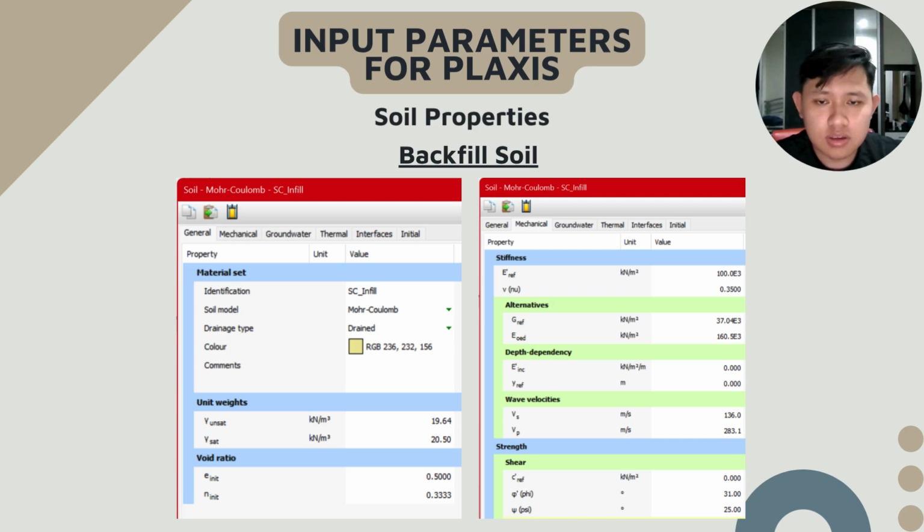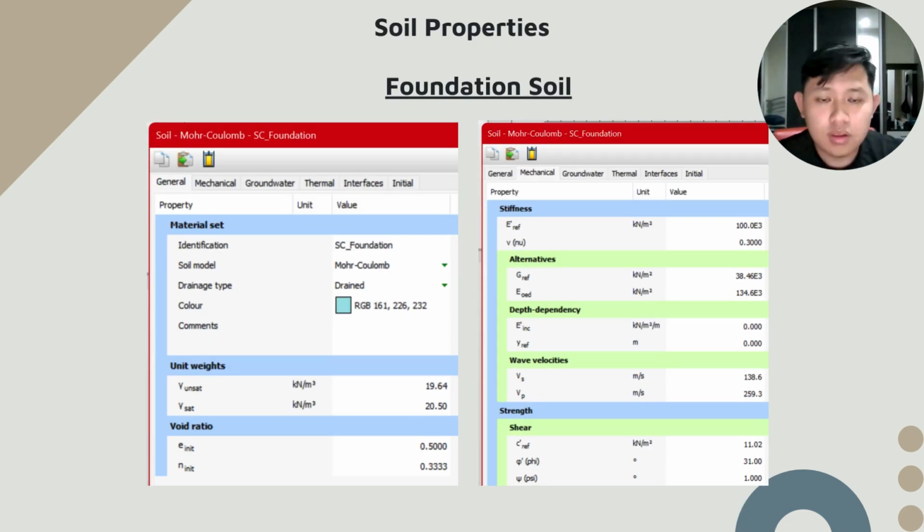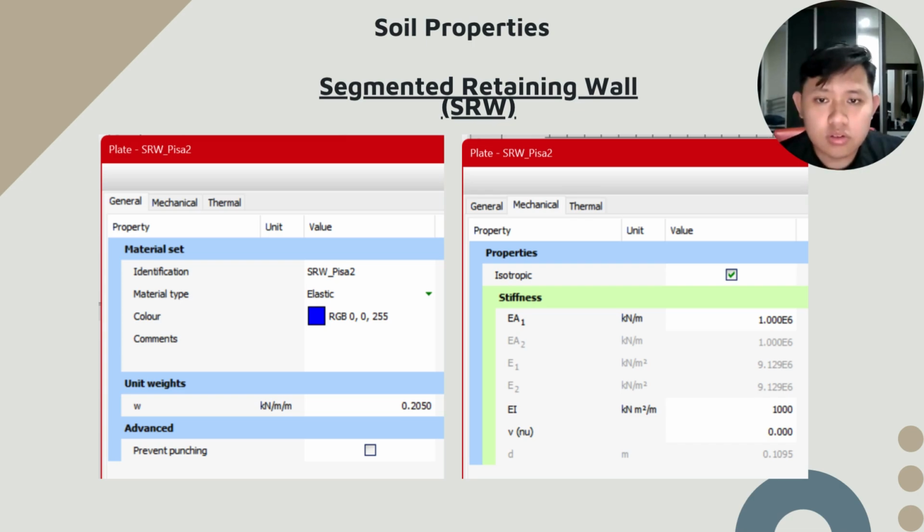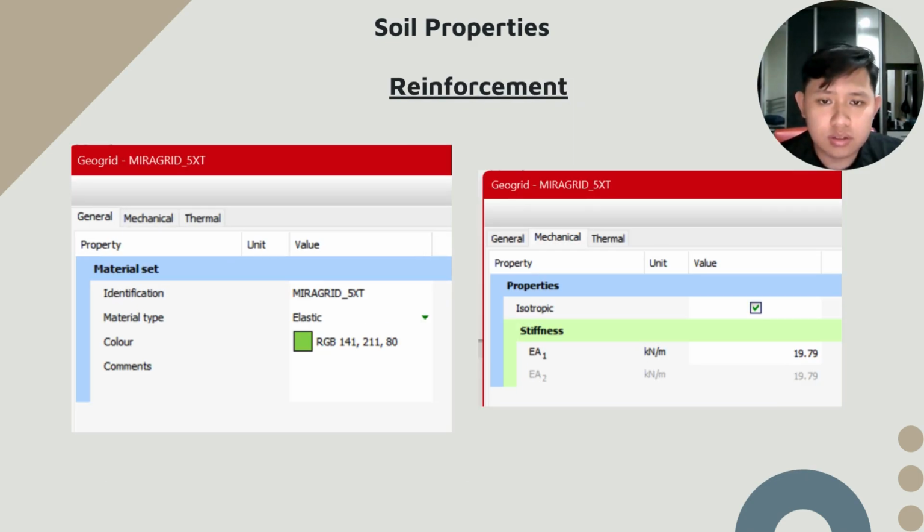So first is the soil properties for backfill soil. Then here we have the foundation soil. So here we have the segmental retaining wall, SRW. And last but not least is the reinforcement or geogrid.